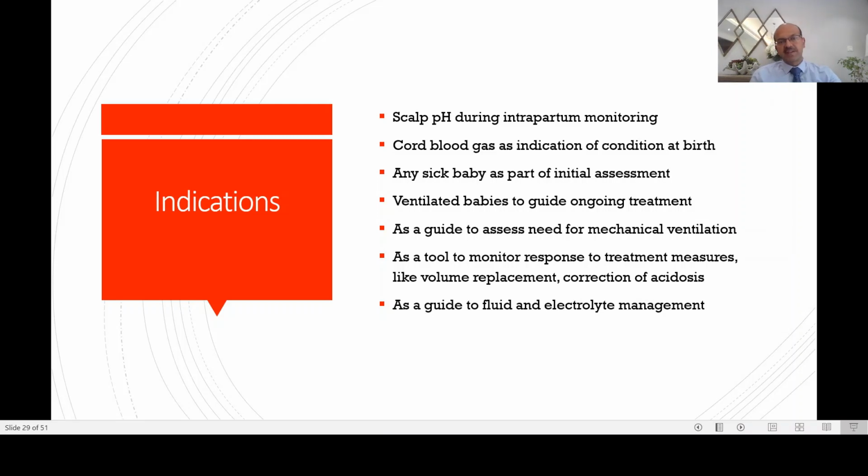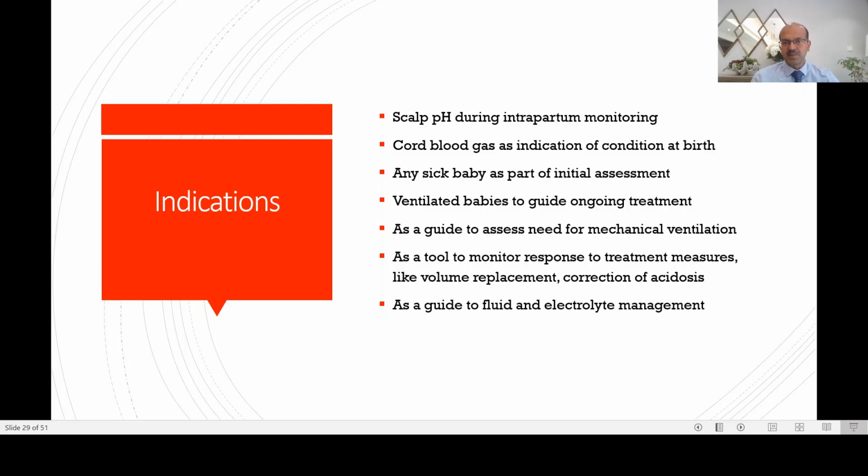So we have different settings where we do the blood gas analysis in clinical situations. The scalp pH can be measured during intrapartum monitoring where there is abnormal cardiotocographs. The cord blood gas is done as an indication of the condition at birth. And in any sick baby, we do the blood gas as part of the initial assessment.